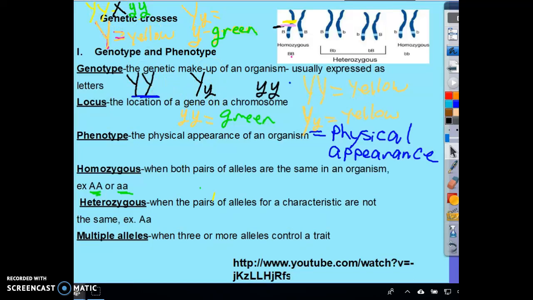Good morning, biology students. So you're going to do an activity today, but first you need to understand a little bit about how we represent genotypes.